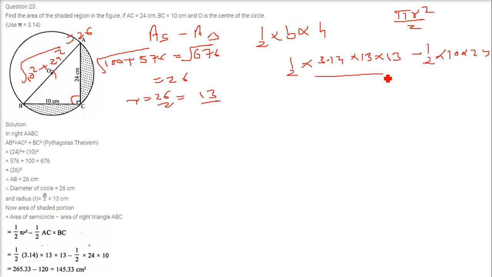So what do you get here? You get this one as 265.33. And what do you get here? It will be 120. 2 tens are 20, 2 fives are 10, and 5 into 24 is 120. So you get 145.33 centimeters square.